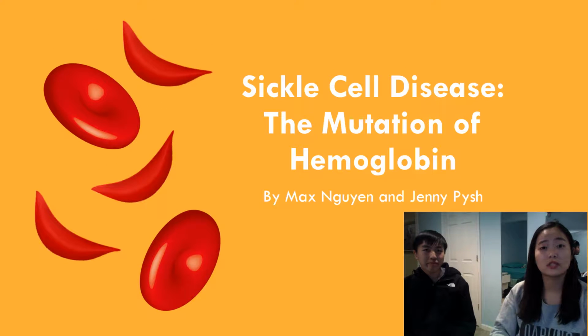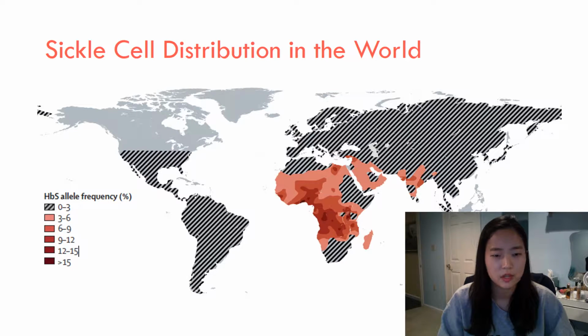And today we'll be discussing the hemoglobin protein and its molecular story with the sickle cell disease. So let's take a look at the map with the frequencies of the sickle cell allele. You can see that the sickle cell disease is relevant all over the world, and it is the most apparent in Africa, shown by the dark red colored areas. Clearly, it is a problem.